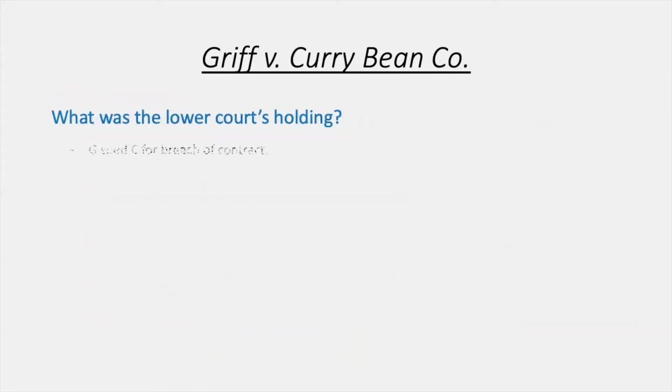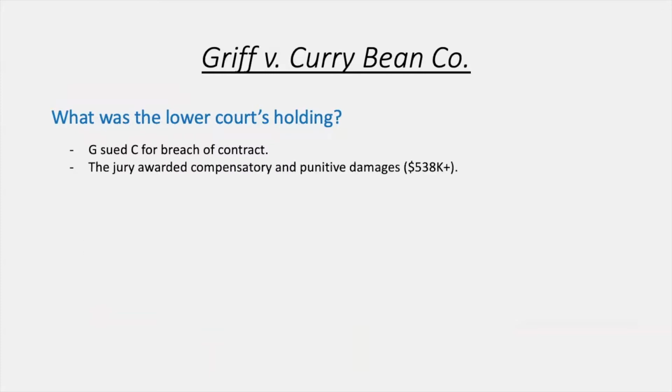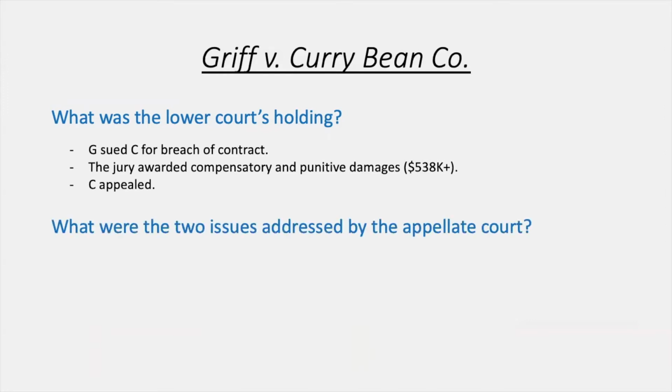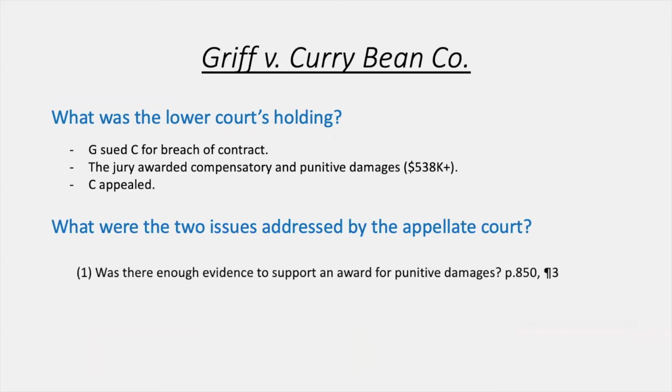The lower court's holding basically said that G sued C for breach of contract and that C was liable, and the jury awarded compensatory damages and punitive damages of over $500,000. And now C is appealing. So at the appellate level, what are the issues addressed by the court? Well, there are two issues. One, was there enough evidence to support an award of punitive damages? And two, was the award of punitive damages excessive, if we're even allowed to award it?